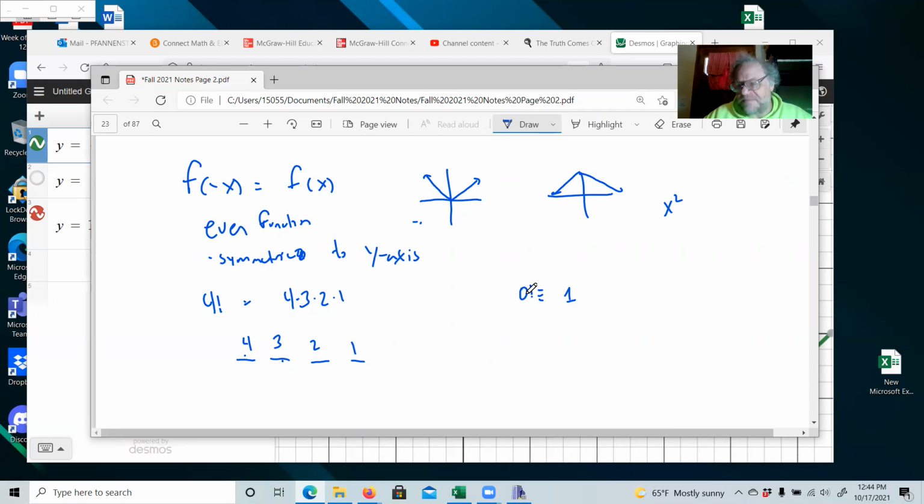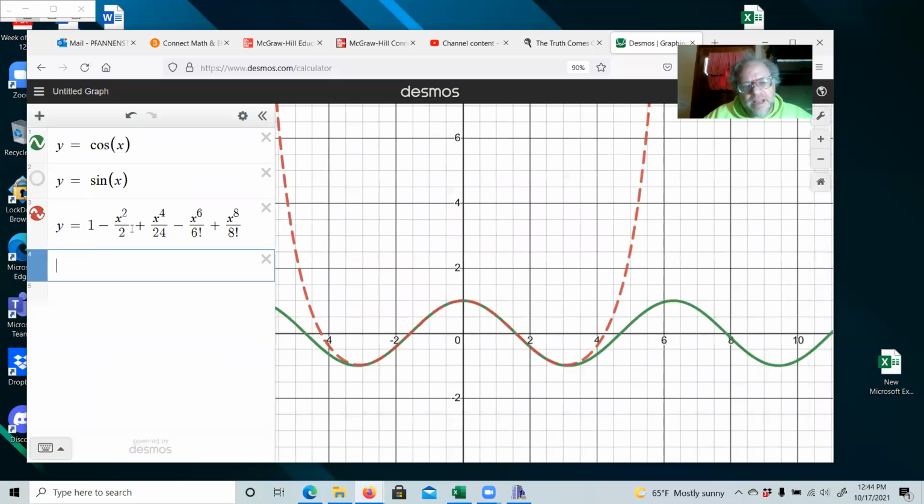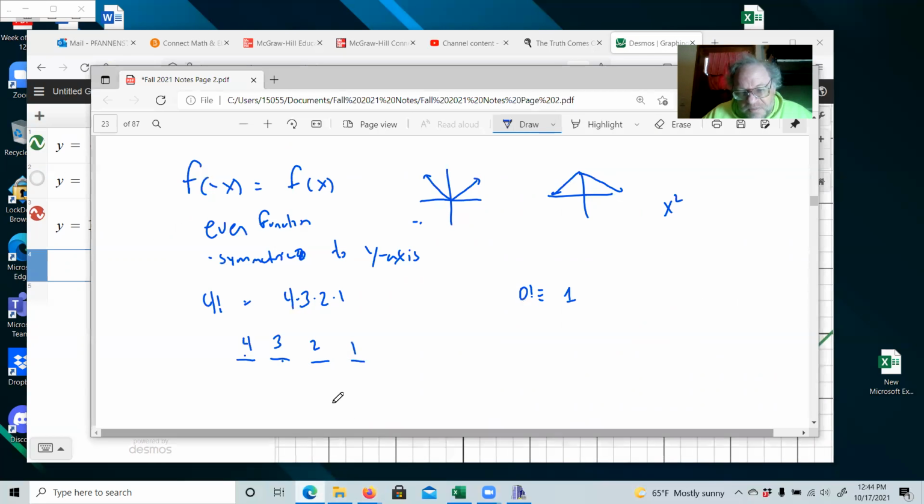So that's how we define factorial. It stops at 0. When you take calculus 2, there'll be a better formula for it, but until then, you're stuck with this. It's not a bad thing, most people are at this level. Notice that the exponents here are all even. Cosine is an even function. So we'll come back and we'll look at that.